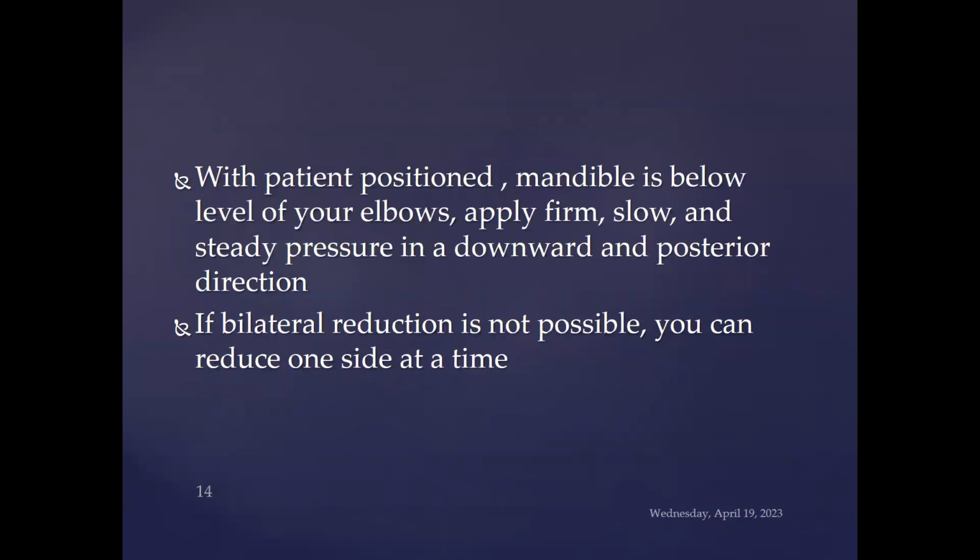The patient's position is such that the mandible is below the level of your elbows. Apply firm, slow, and steady pressure. You have to press the mandible down first and then slowly slide it posteriorly. If bilateral reduction is not possible, you can reduce one side at a time. That is, slowly downwards, backwards, and upwards.